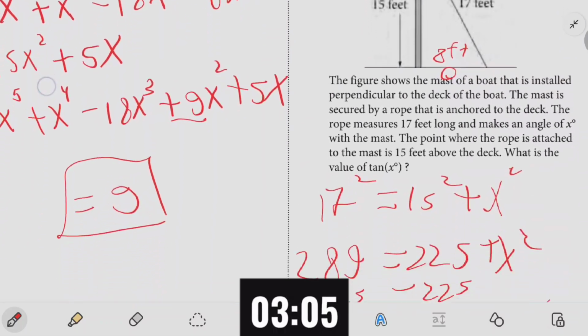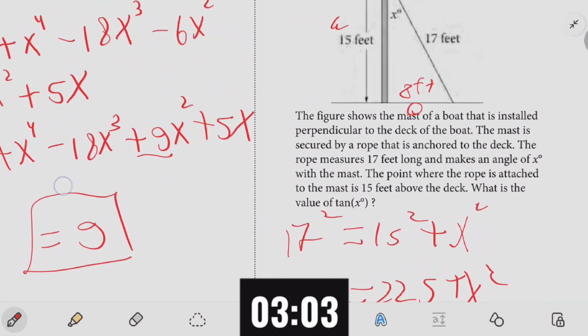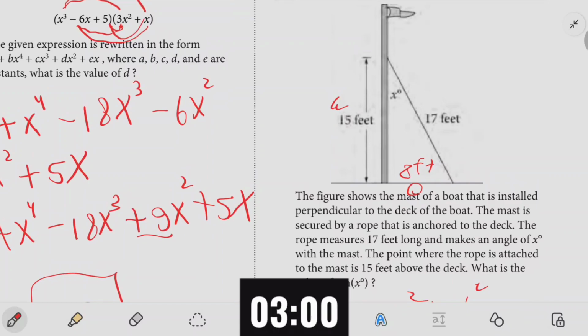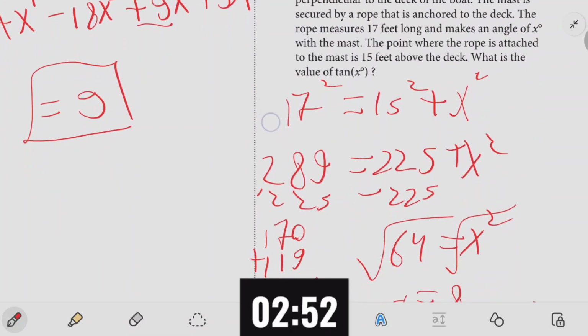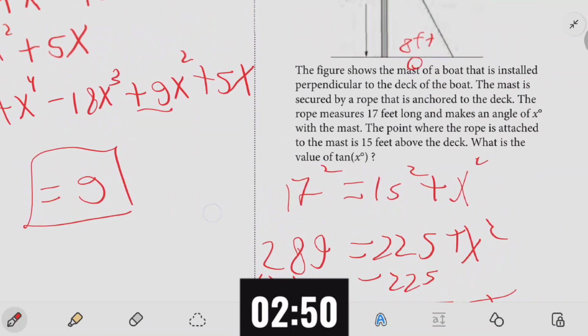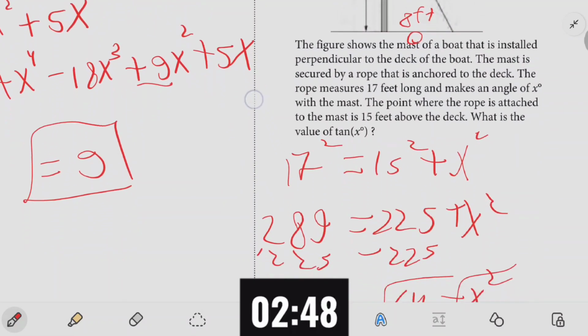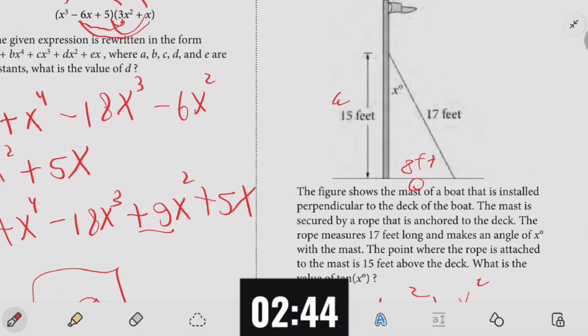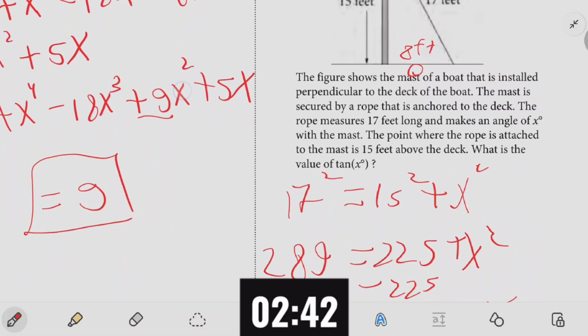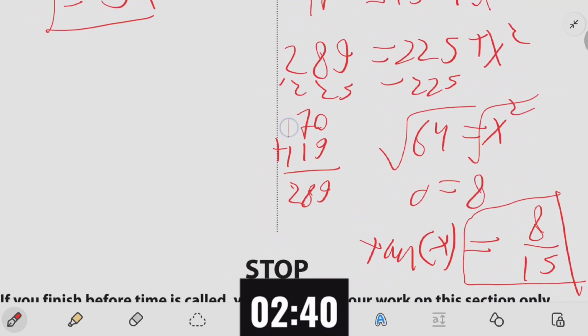Okay. Yeah, that makes sense. And then you do this one. 225 plus 64 gives you 289. The square root of 289 is 17 and the square root of 64 is 8. So tangent of x is opposite over adjacent. So that's 8 over 15. Yeah, I think we're done.